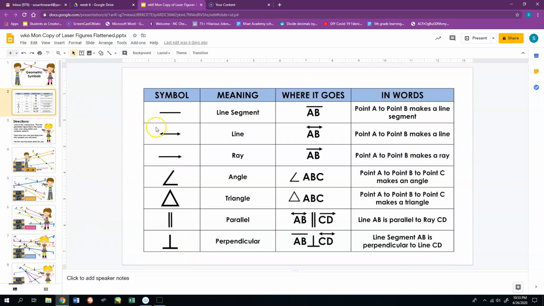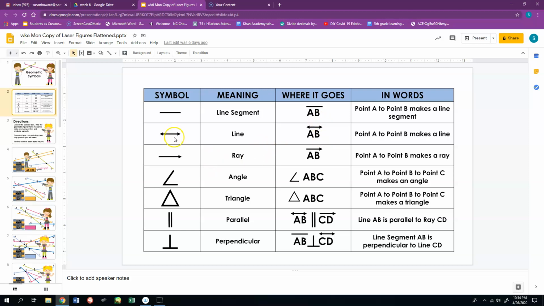You're going to first become familiar with each of the symbols that are used to describe the angles or the lines or the line relationships. A line with no arrows on the end means a line segment. You use 2 points to name the line segment. This symbol over top of the 2 letters means line segment AB.